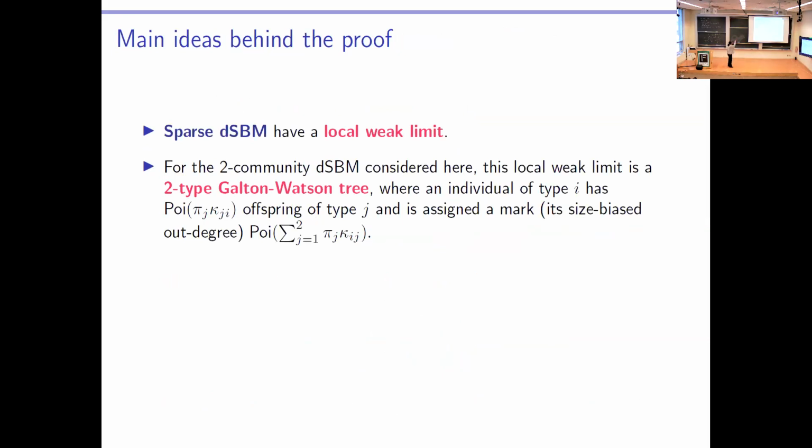Just a couple of comments about this. As I said, the local weak limit is a tree. In this case, it's a two-type Galton-Watson process with Poisson offspring. These are marked couplings. Why? Because the out-degrees become marks of the vertex. So the marks in this case also have a Poisson distribution. The parameters are given in terms of the kernel and the proportion of each, the size of each community, of course.